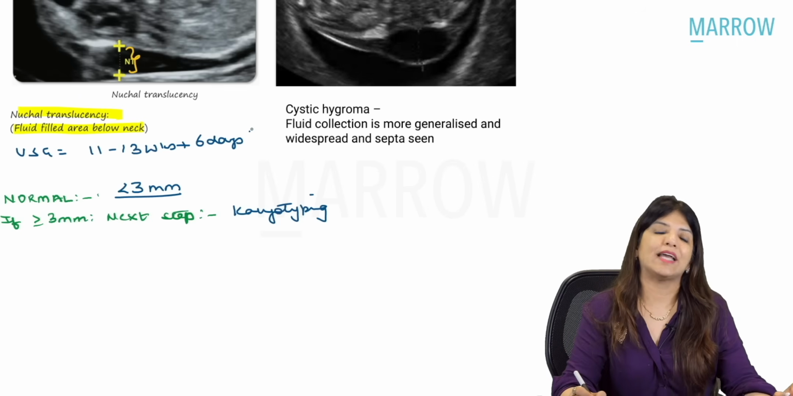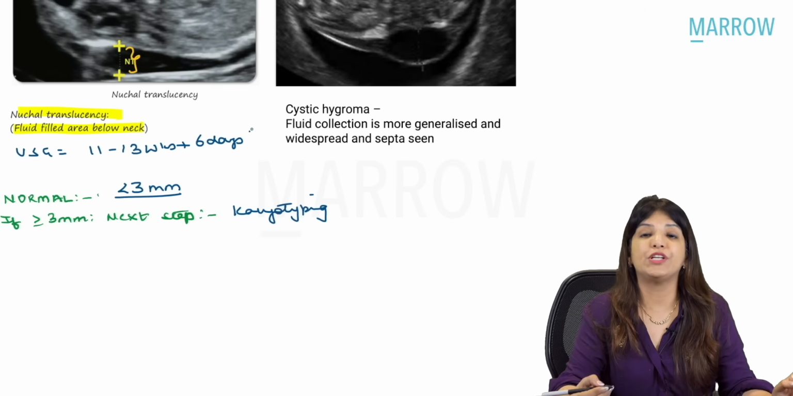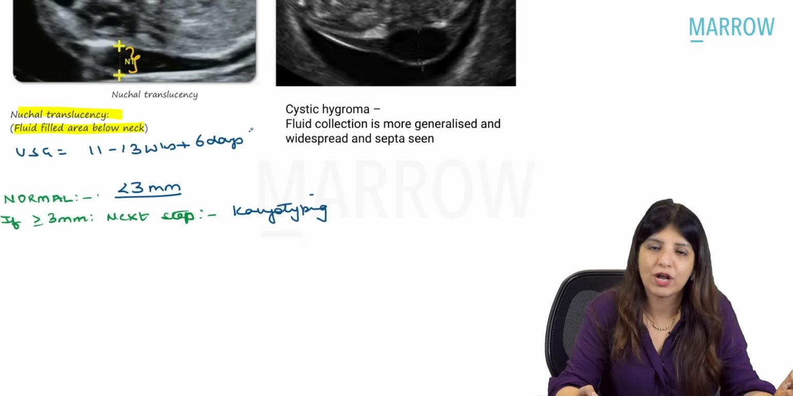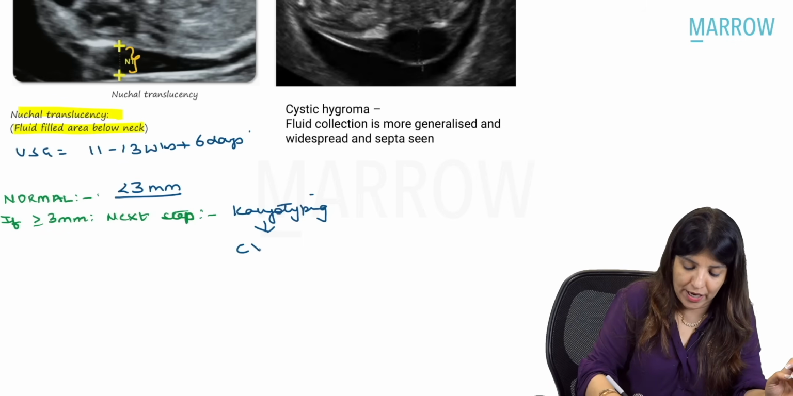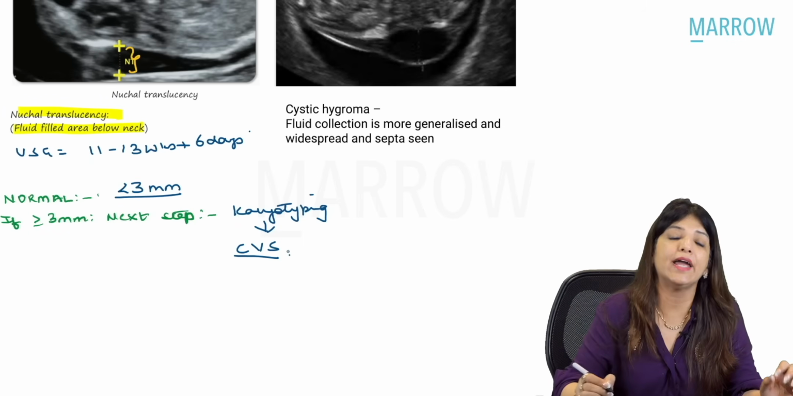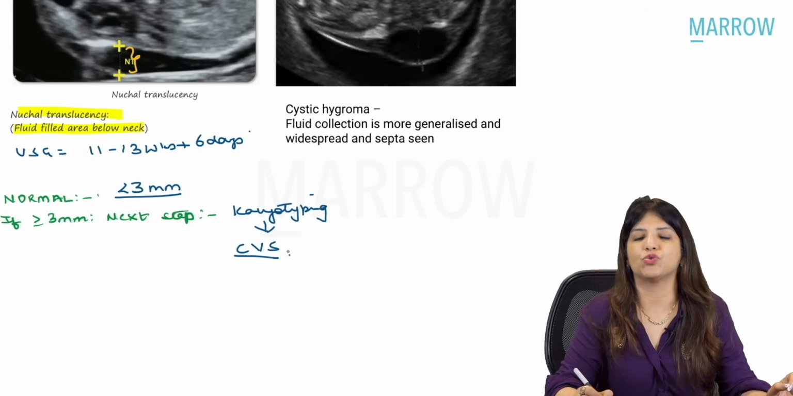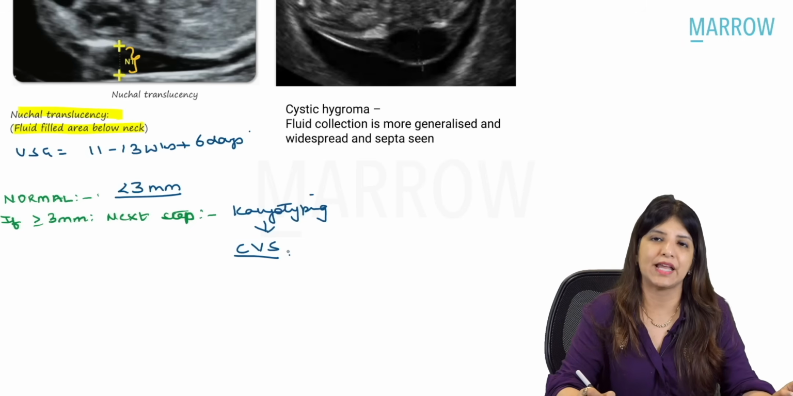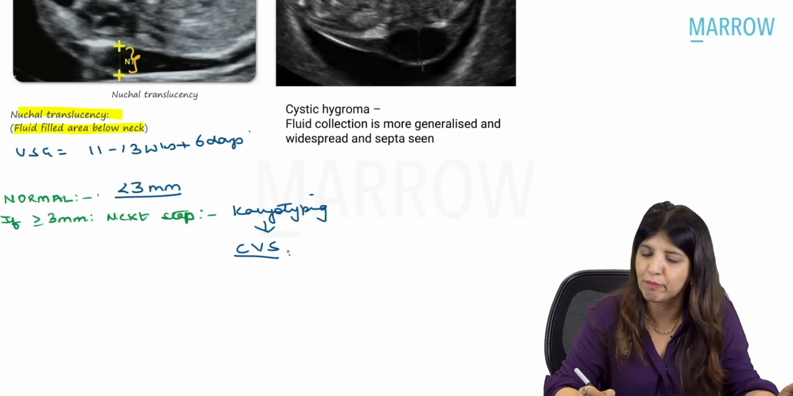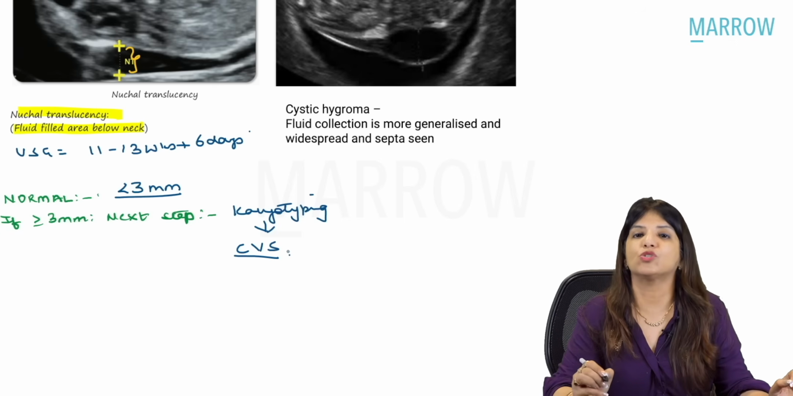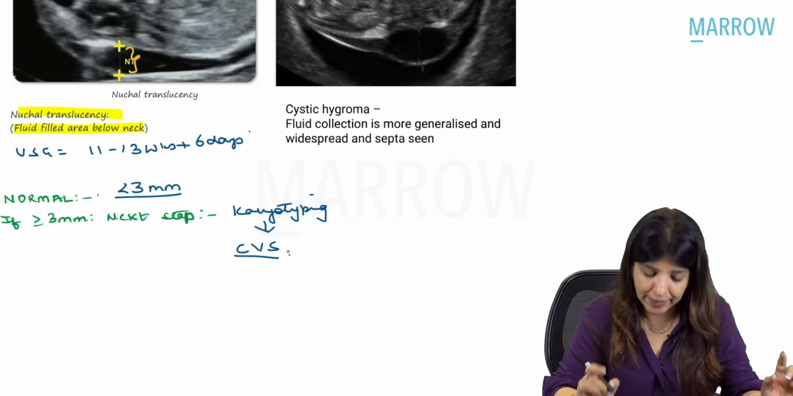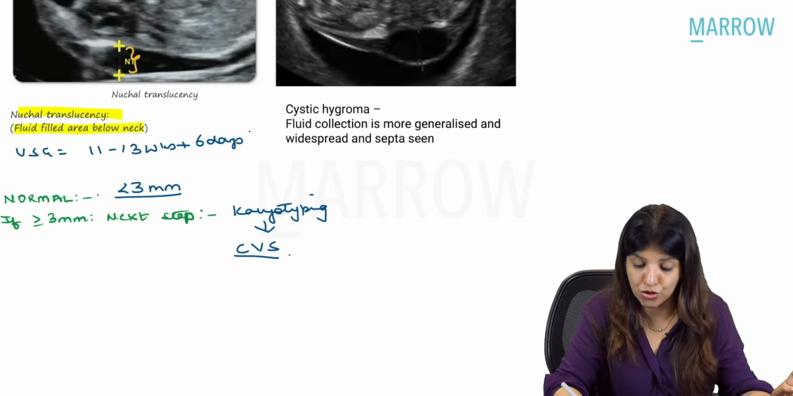And when I am doing karyotyping, I need fetal tissue. So in first trimester, fetal tissue is obtained by chorionic villi sampling. So either in the options it will be written as, if nuchal translucency is more than equal to 3 millimeters, next step can be written as karyotyping, or next step can be written as chorionic villi sampling. That is one very important thing which you should remember.